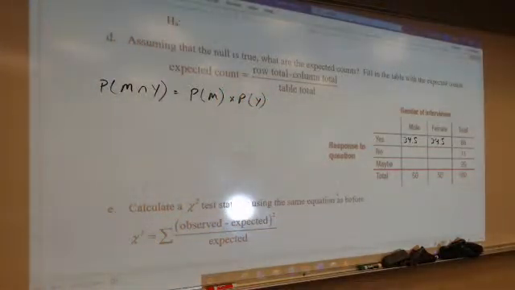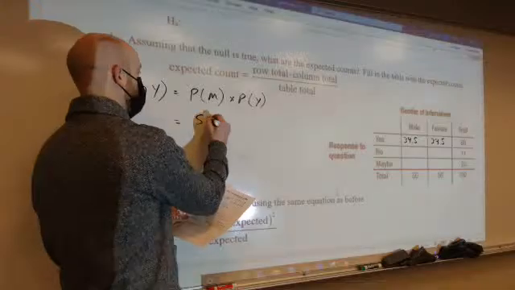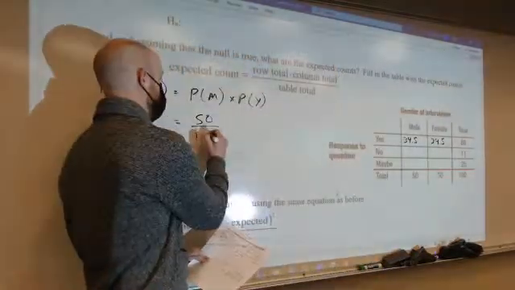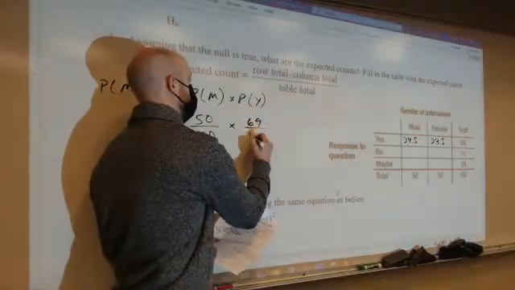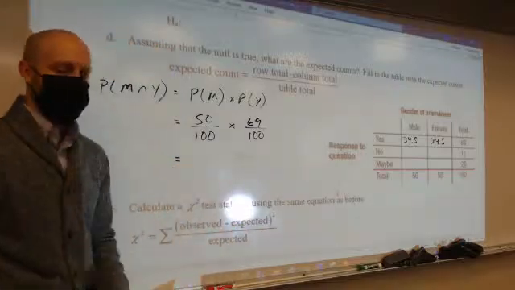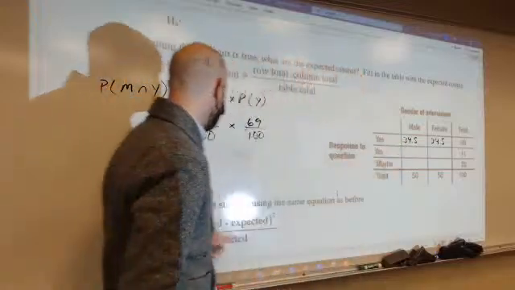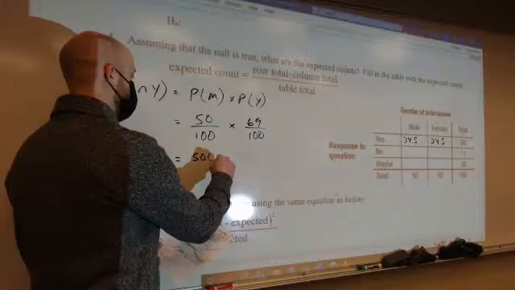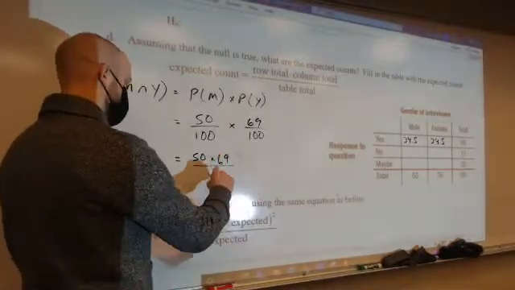It would be the same as the probability of being asked by a male times the probability of saying yes, because they would be independent events. And so there were 50 males out of 100. There were 69 yeses out of 100. And so the probability of being in this box here is, well, we can figure that out. I calculated that out already. That's 50 times 69 out of 100.